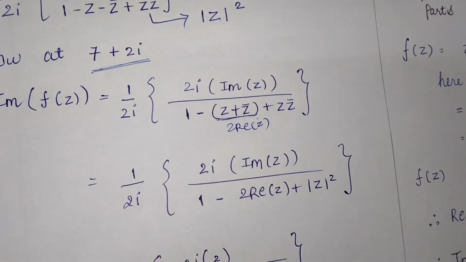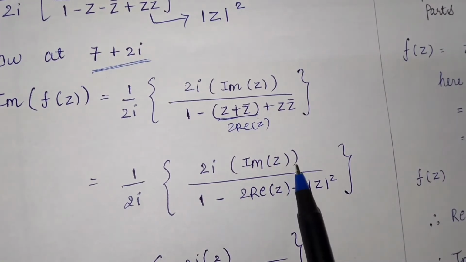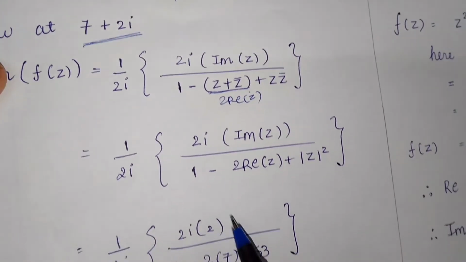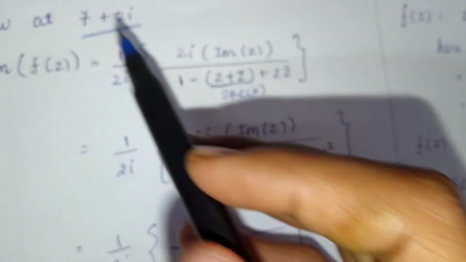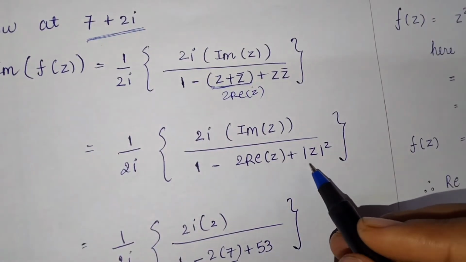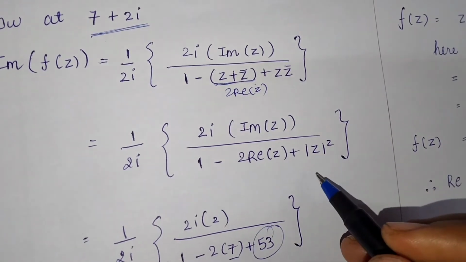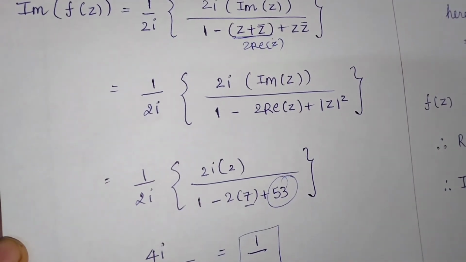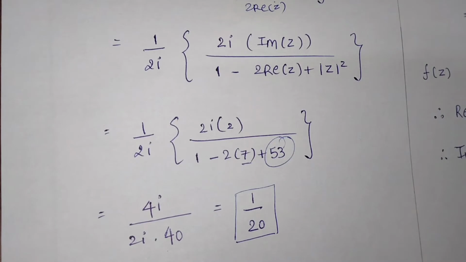Now we will substitute the value 7 plus 2i. 2i into imaginary part of z. What is our imaginary part? 2. So 2i into 2 upon 1 minus 2 into real part of z. What is our real part? 7. So here we will get 7 plus mod z square, which we calculated earlier. So we got 53. Solving this further, we will get 1 by 20. So the imaginary part of f of z will be 1 by 20, and the real part of f of z we already found.